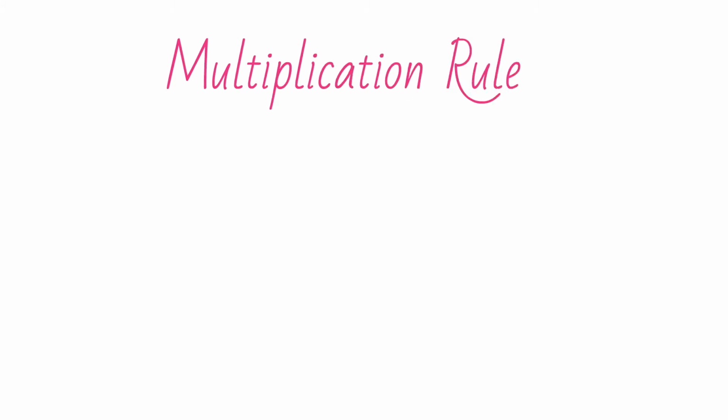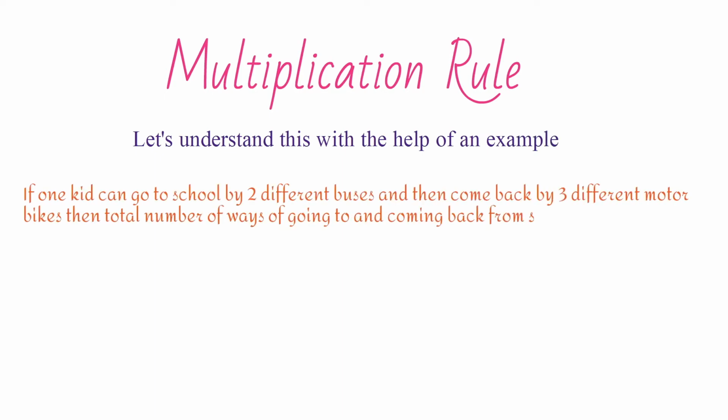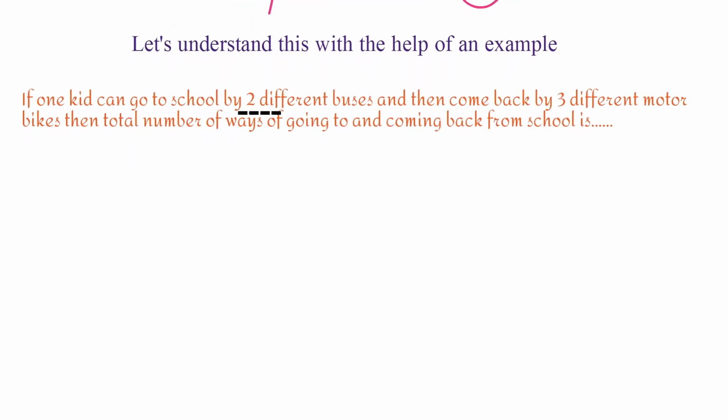Let's understand this with the help of an example. So our example is, if one kid can go to school by 2 different buses and then come back by 3 different motorbikes, the total number of ways of going to and coming back from school is? First mark the keywords: 2 different buses and 3 different motorbikes.